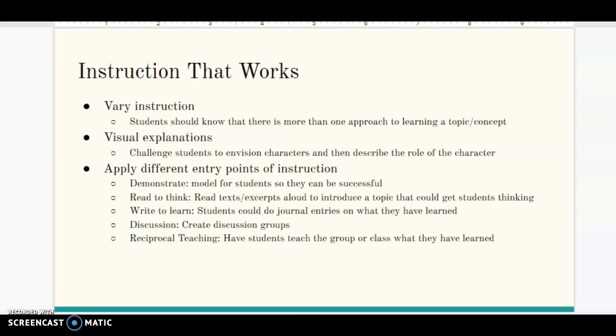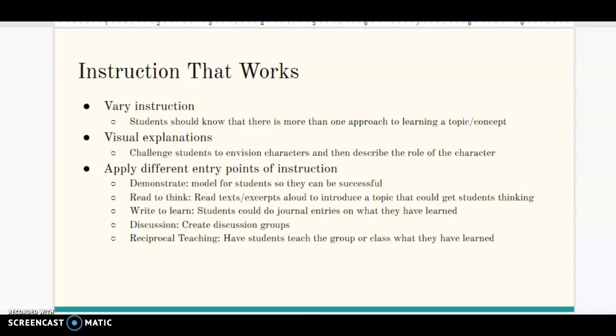We should challenge students to envision things to help when they are reading, and even when they are writing, maybe even think about or envision where you want your writing to go and so on. And then apply different entry points of instruction. So how to start off each instruction that you do could be for activities or assignments.